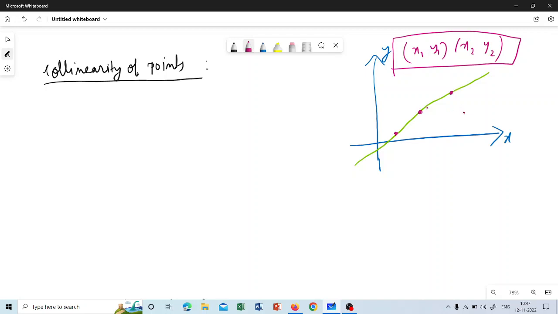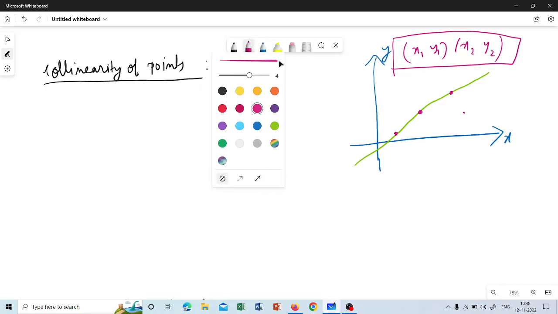For example, if 3 points come in the same straight line, then they are all one. There is no need to consider one point separately, so there is one redundant point, I can say. That's why we consider this concept of collinearity. That is very useful. We will see how it is related to the slope, and also how we can find that the points are collinear given the slope.